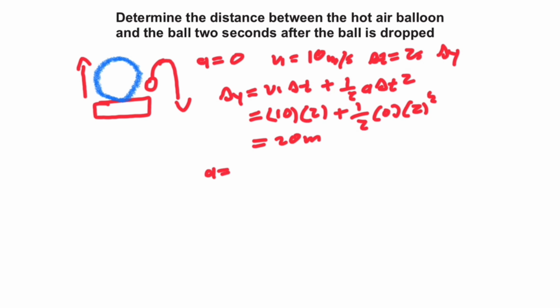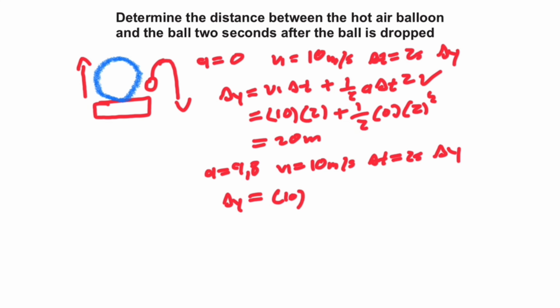Its acceleration is and always is 9.8. Its initial velocity will be that of the hot air balloon, 10 meters per second. The time is 2 seconds, and we want to find the displacement. We are going to use this same equation, of which if we substitute, we have delta y being equal to vi is 10, delta t is 2, plus a half, the acceleration is minus 9.8 multiplied by 2 squared. The displacement of the ball is 0.4 meters. We're taking up as positive, okay?